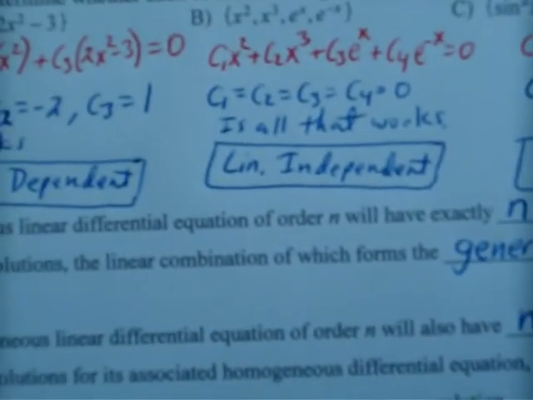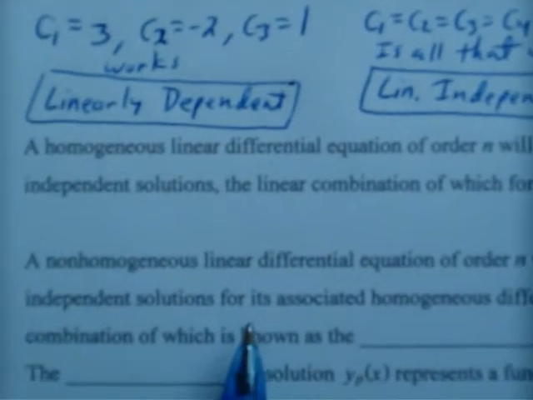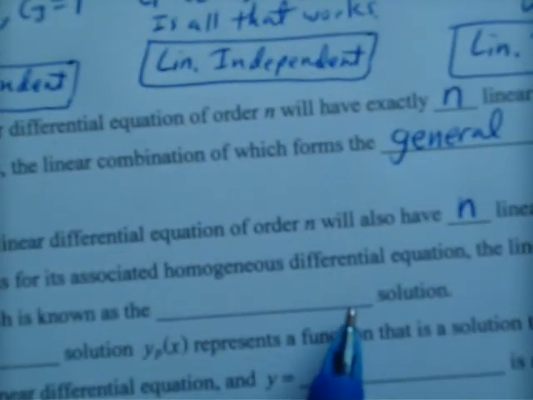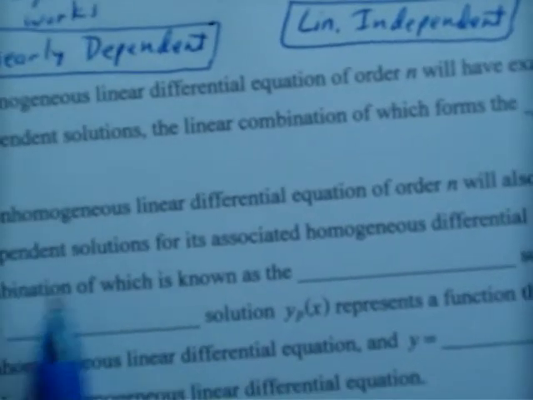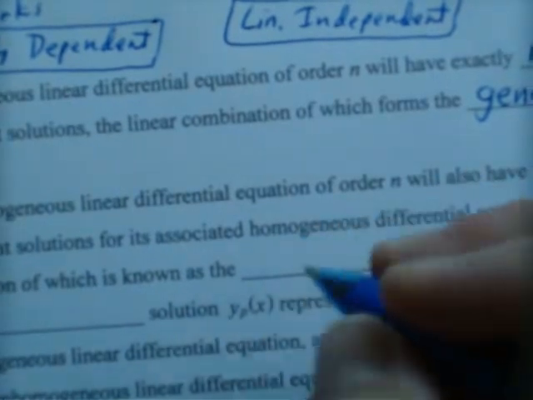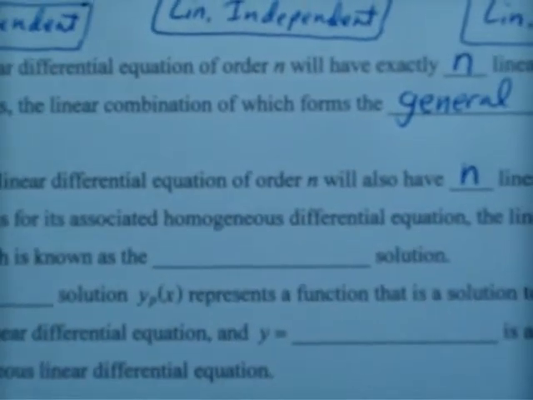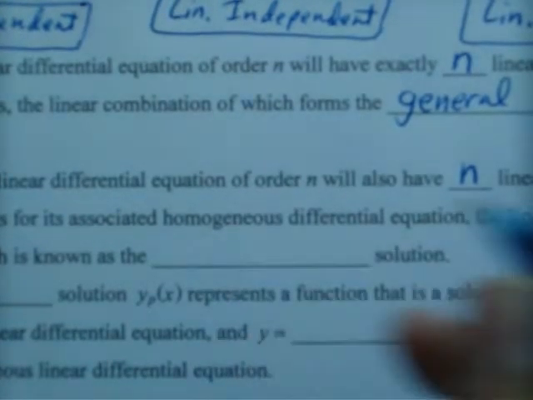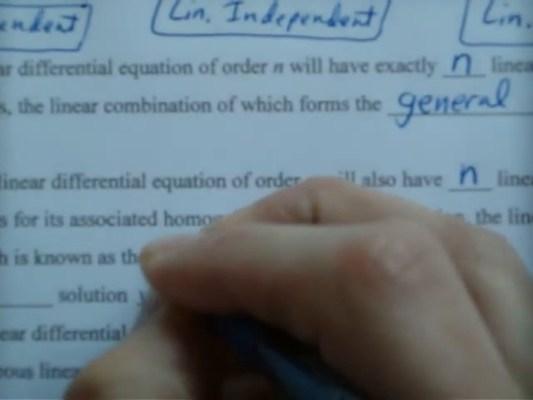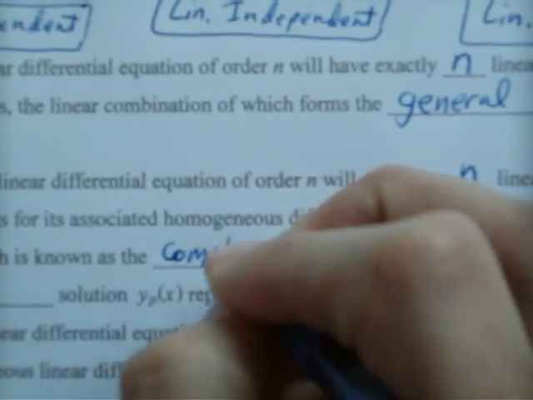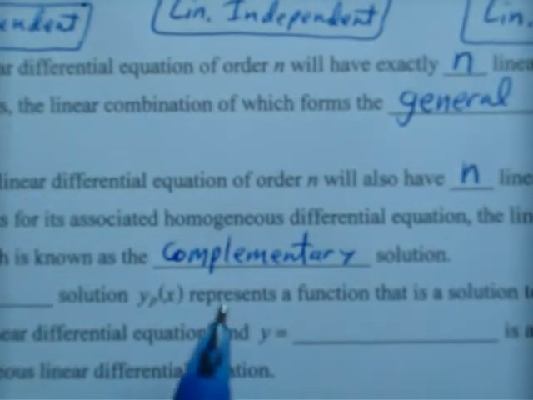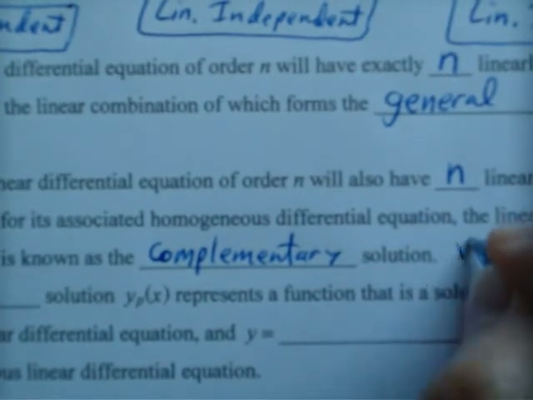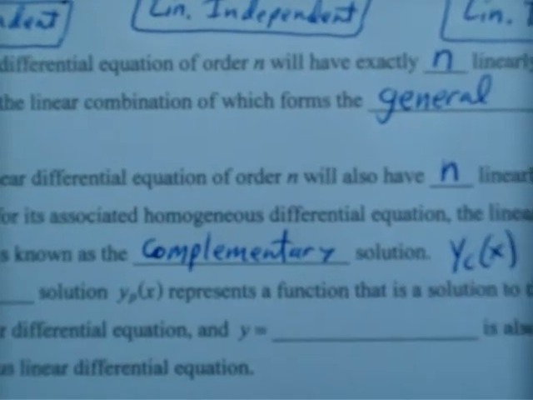And so clearly that's going to have n linearly independent solutions again for the associated homogeneous one. And then again, the linear combination of which, in this case, is called the complementary solution, because it's not the solution to the differential equation, it's the solution to the associated homogeneous differential equation, so it's known as the complementary solution. It complements your particular solution. And so by complementary, we use the notation y sub c of x, and that's what was given up above.